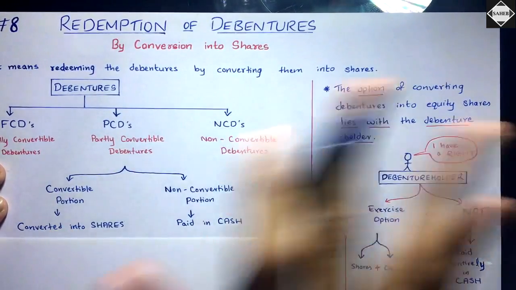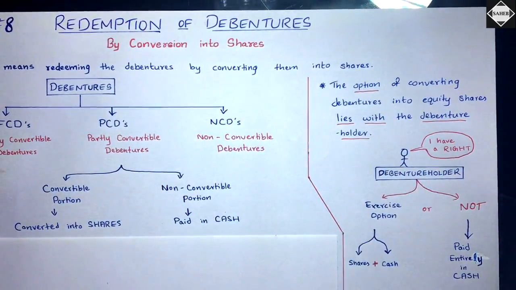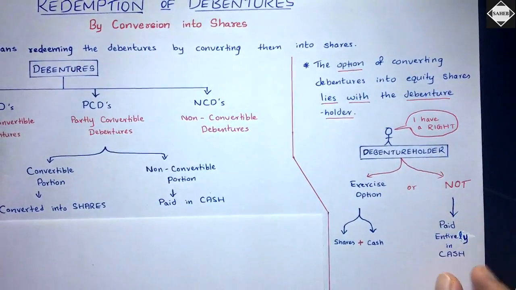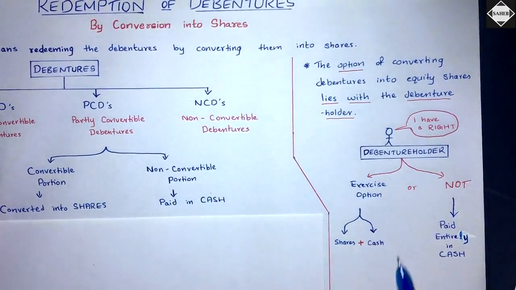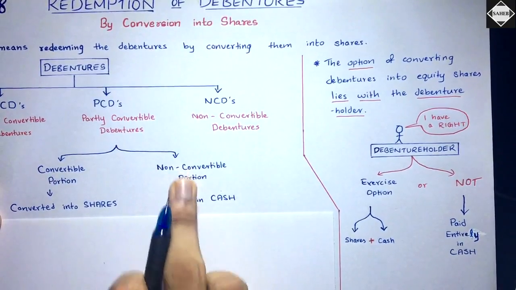If he doesn't exercise the option, if he says I don't want shares, I want entirely money, then his debentures will be redeemed entirely in cash. So if he exercises the option, what will happen? For the convertible portion he will get shares, and for the non-convertible portion he will get cash.